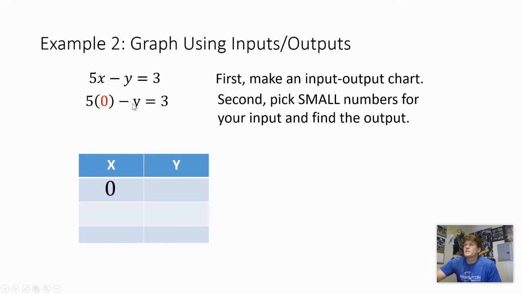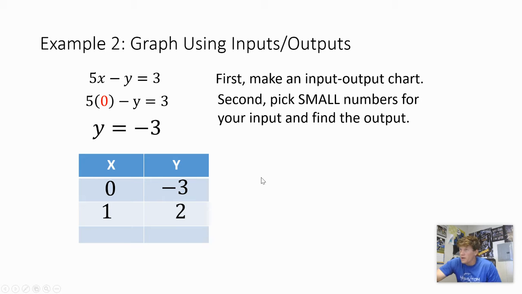I plug in a 0 for x. 5 times 0 makes 0. So all I'm left with is negative y equals 3. Get rid of that negative by multiplying both sides by negative 1. 3 times negative 1 makes negative 3. So there's my output. And I could plot that point at 0, then down 3 spaces for 0, negative 3. Do the same thing with other values.